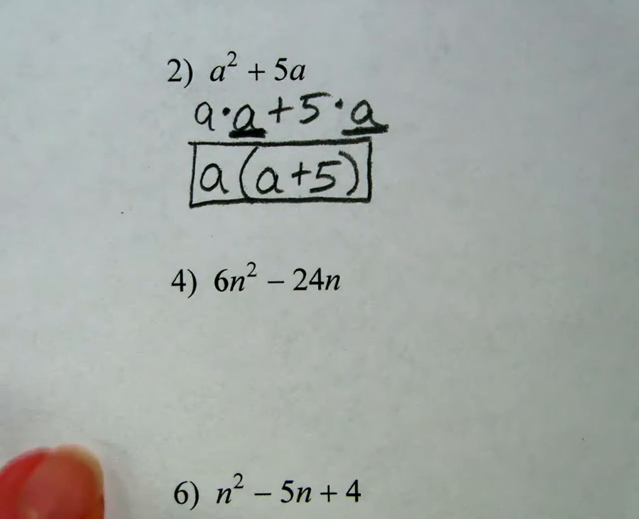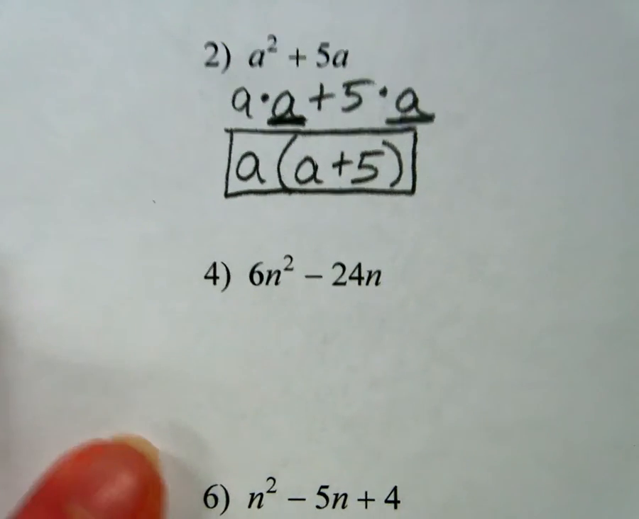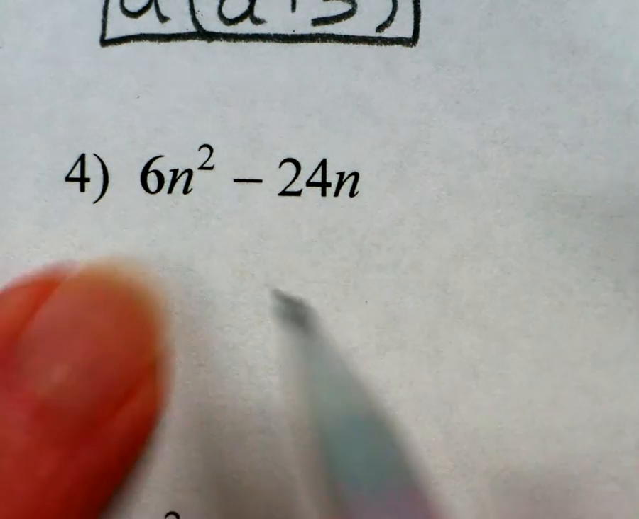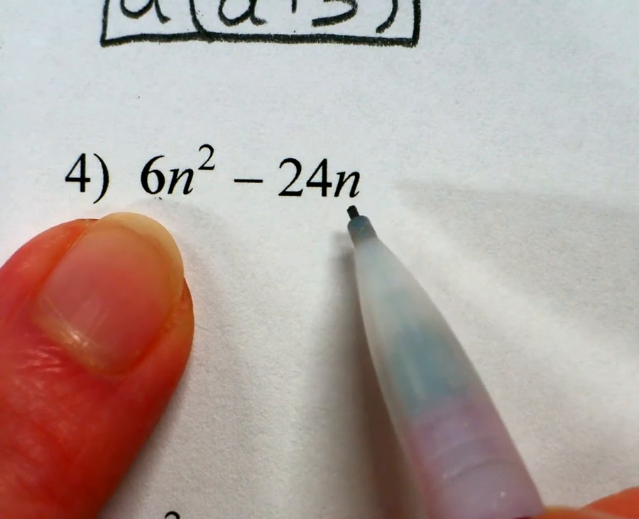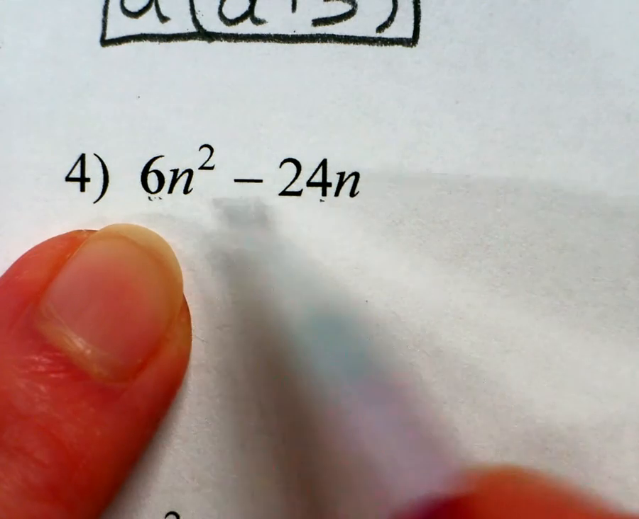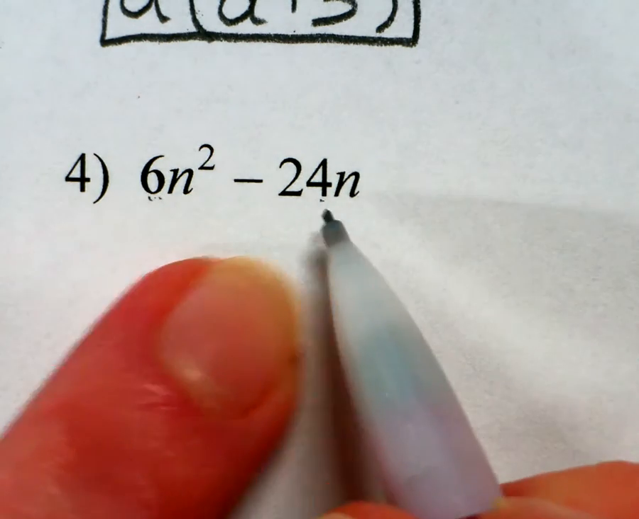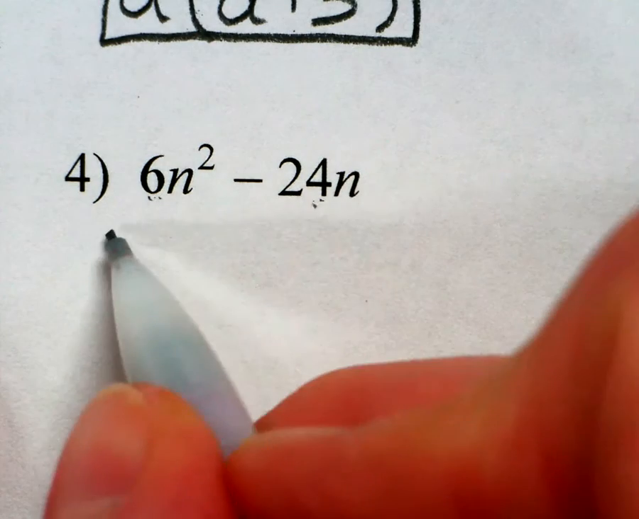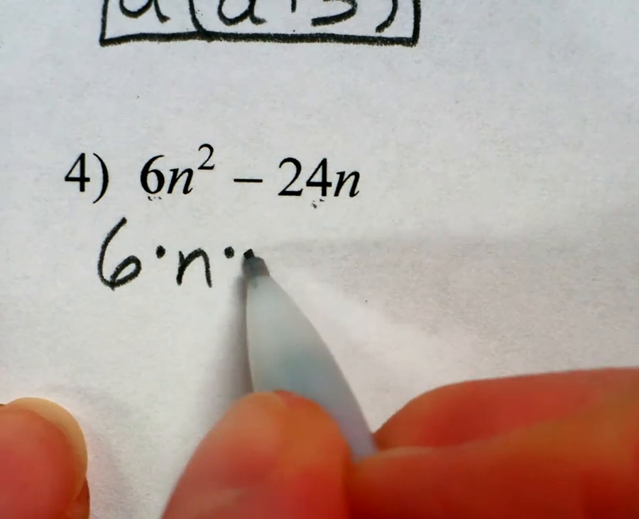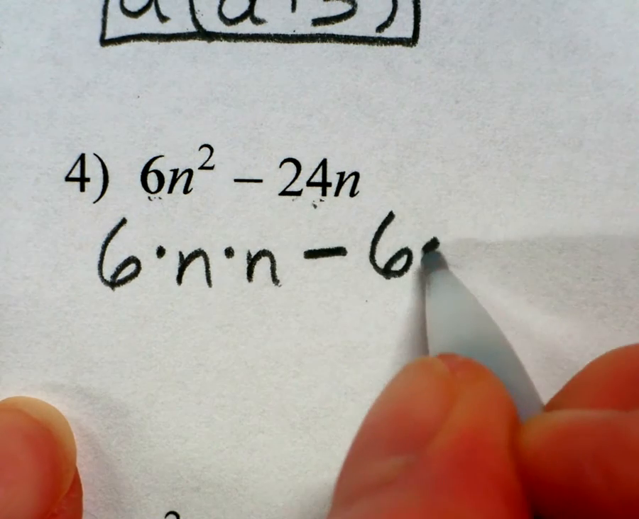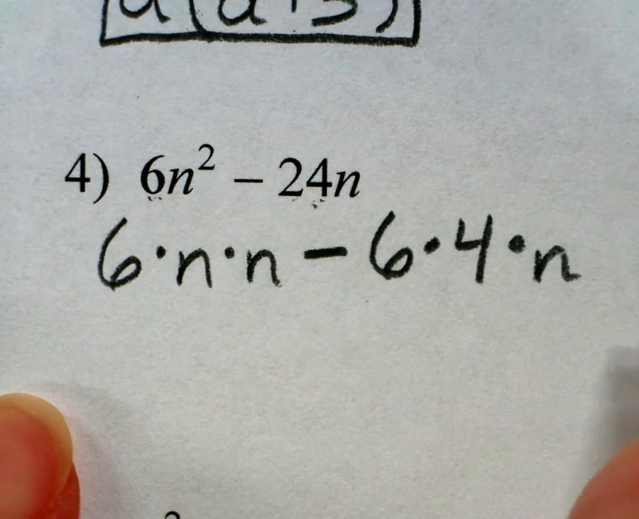Okay, there's one more of these. So let's take a look at number 4. Zoom in just a little bit. I'm going to look at my coefficients first, 6 and 24. And I want to think about, does 6 go into 24? Is there a common number I can take out of both? And 6 does. So when I write the 24, I want to make sure that I'm going to use the 6. So for this part, we'd have 6 times n, and then I have my minus, and I'm going to write 24 as 6 times 4 times n.